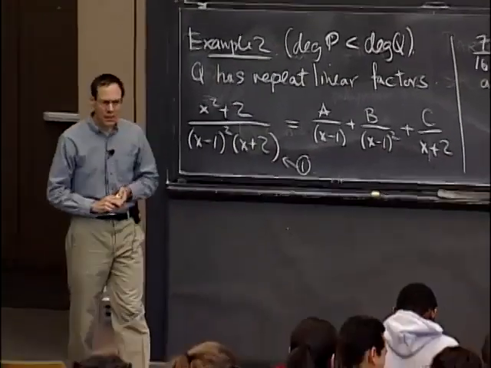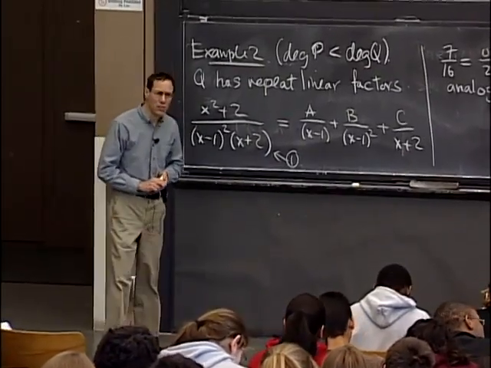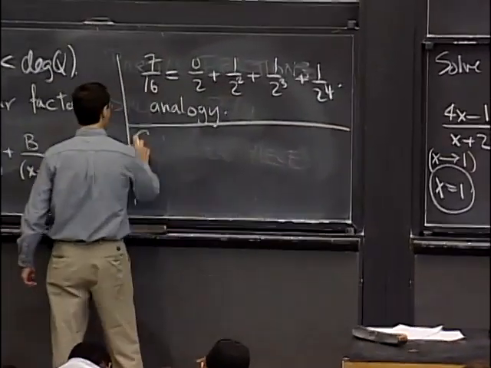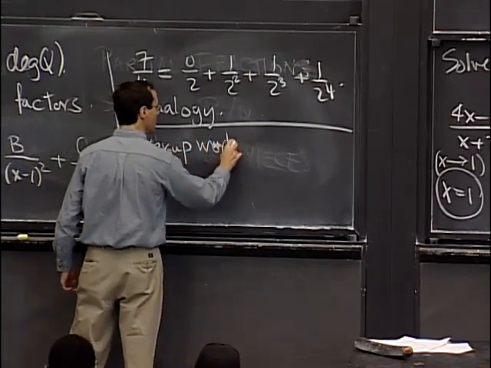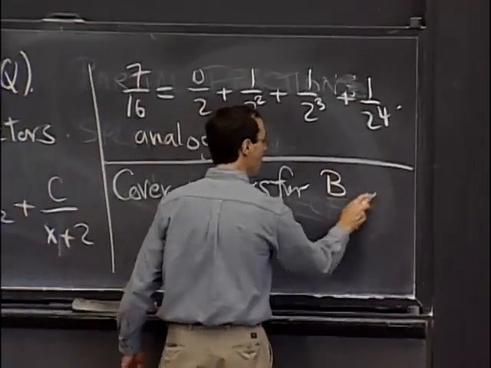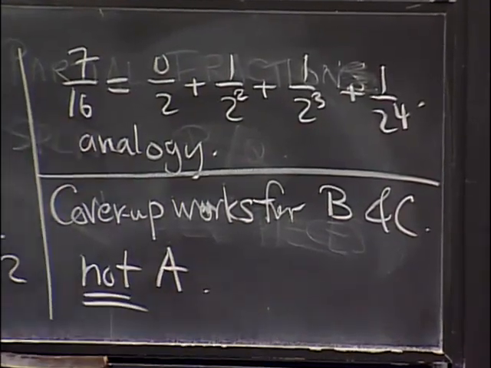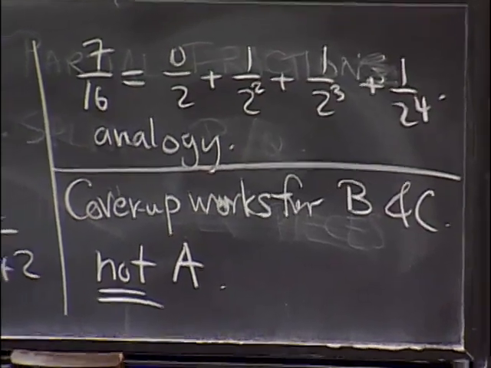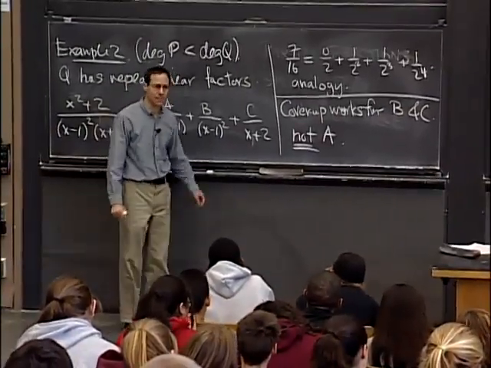Okay, now, what's different about this setup is that the cover-up method, although it works, it doesn't work so well. It doesn't work quite as well. Cover-up works for the coefficients b and c, not a. We will have a quick method for the numbers b and c to figure out what they are, but it will be a little slower to get to a, which we will do last.